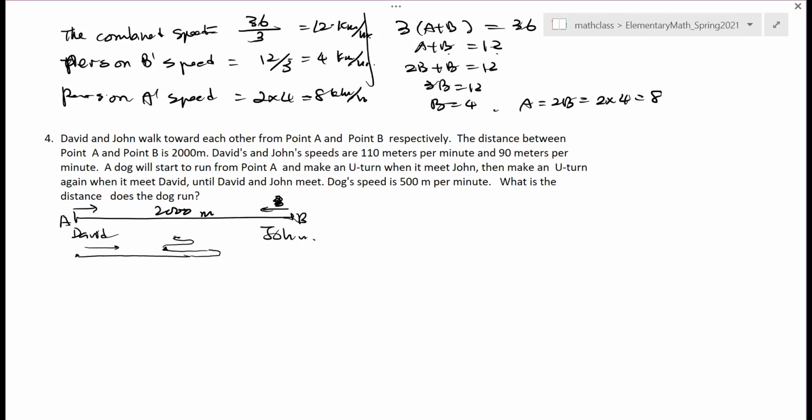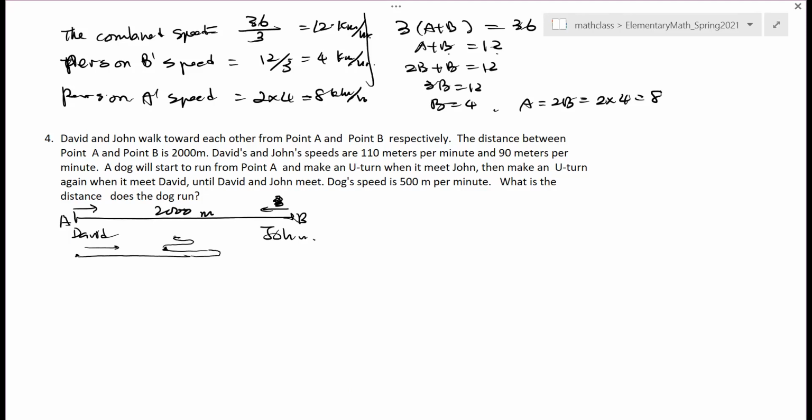All right, so this sounds a little bit tricky, right? All you need to do is find how much time it takes the dog to stop. Well, the time for the dog to stop is going to be the time when David and John meet. So if you know that, then you can solve the problem quickly.